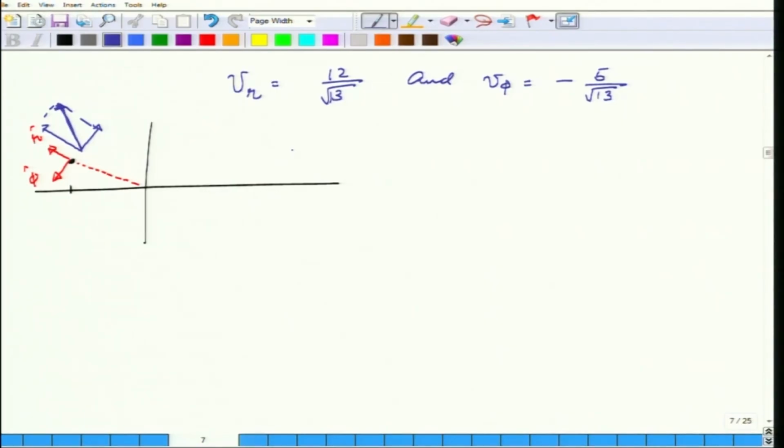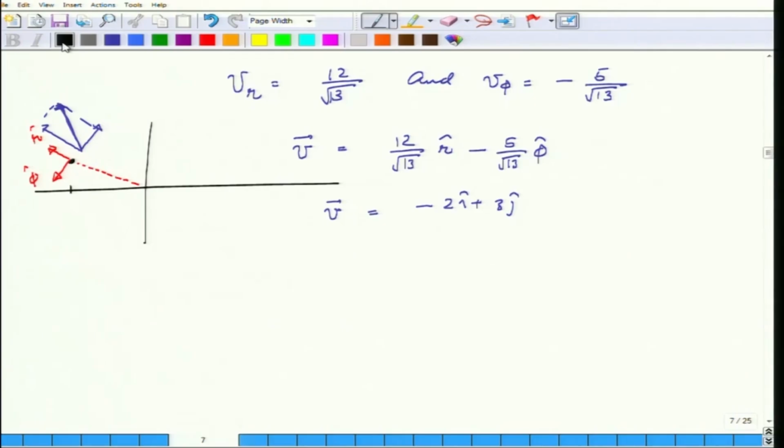So I can write the velocity in planar polar coordinates as 12 over root 13 r at this point minus 5 over root 13 phi. At this position, as the positions change, the r and phi unit vectors change, right? If the same vector v, which is minus 2i plus 3j, was at some other position, V_r and V_phi will change.